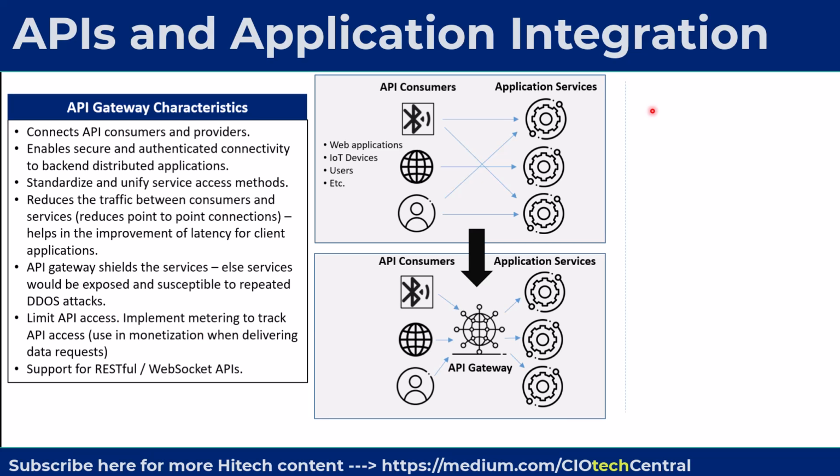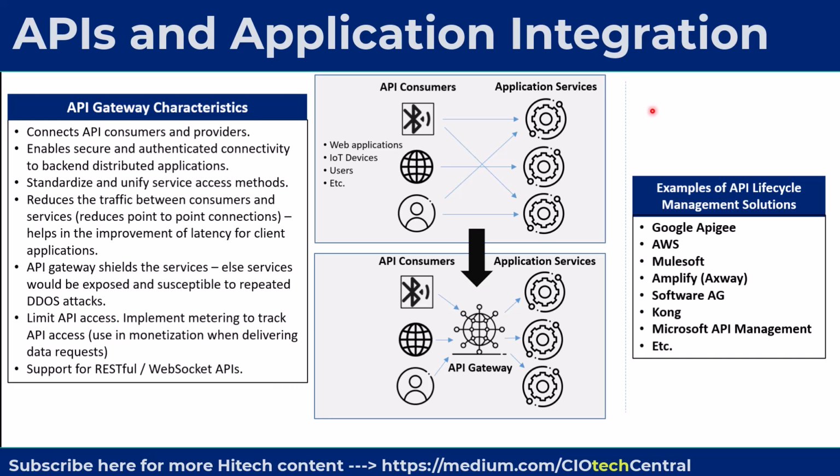As APIs play a very important role in the architecture and design of digital and cloud-based applications, a number of products and services have come to the market over the past few years where they provide complete lifecycle management services. Here are some of them. Google Apigee, AWS. AWS provides API management solutions for its AWS services. MuleSoft company has a very popular API lifecycle management solution. Amplify, Software AG, Kong, Microsoft has its own API management solutions, and so on.